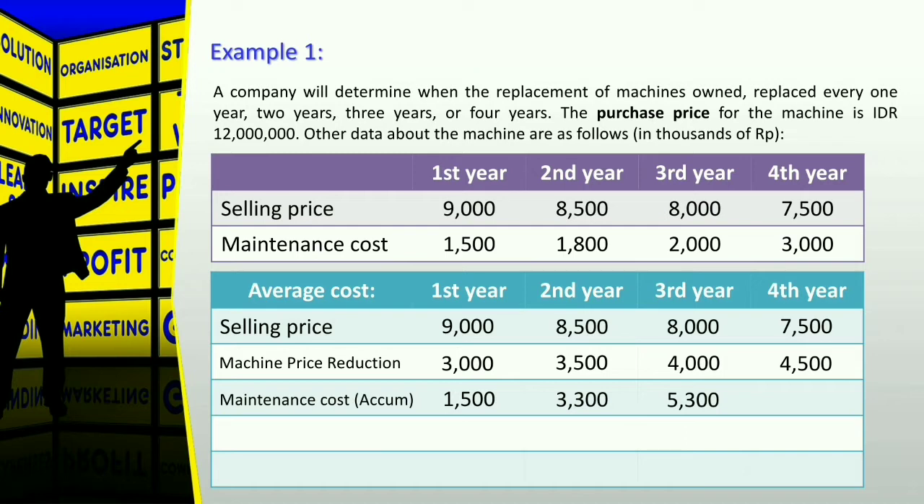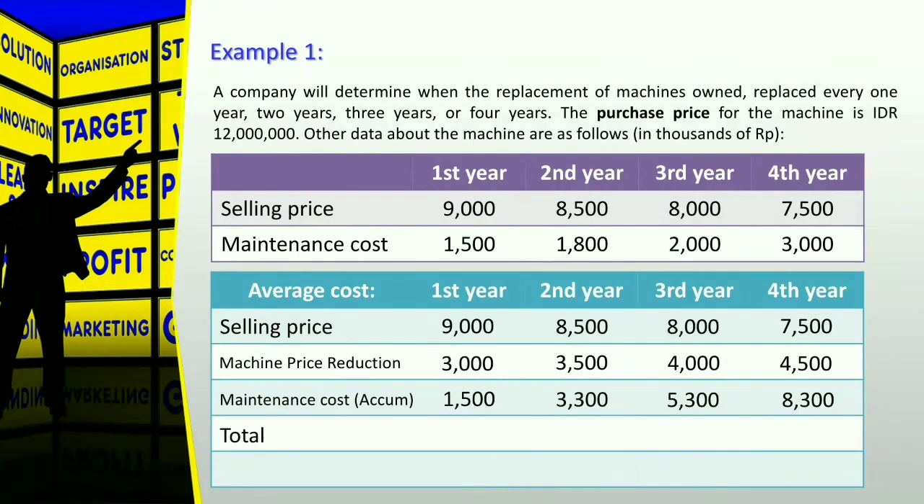And for the third year it is 5,300. The value of 5,300 is obtained from the maintenance cost accumulated second year plus maintenance cost third year. And for the last year, or fourth year, it is 8,300. The value of 8,300 is obtained from the maintenance cost accumulation third year plus maintenance cost fourth year. Okay, for a more detailed calculation of maintenance cost accumulation, I will present it in the next slide.